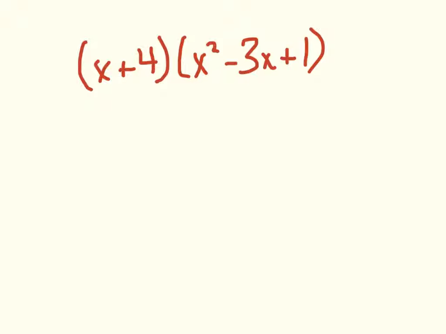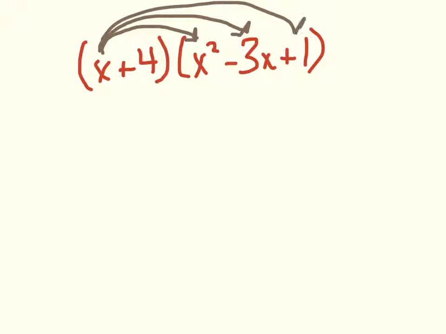One way that you can complete a problem like this is to take each term in the binomial and multiply it by each term in the trinomial. So for instance, you're going to multiply these two. You're going to distribute that x, distribute it here and also here. And then you'll distribute the 4 here, here, and here. So let's go ahead and do the first one.